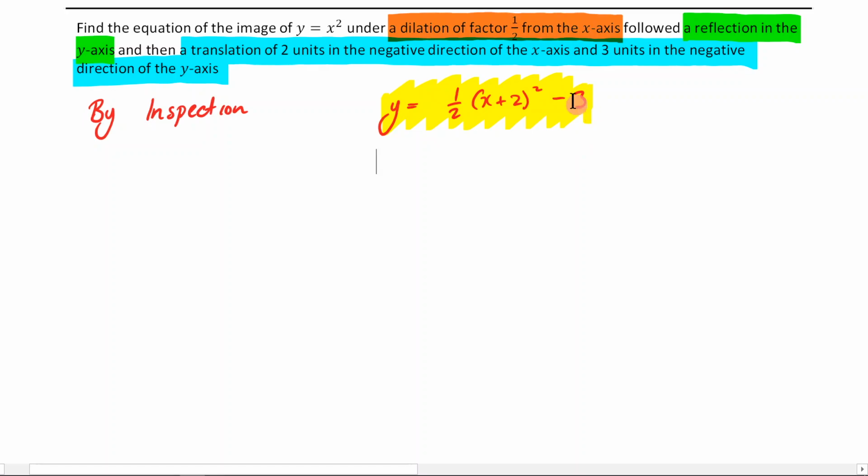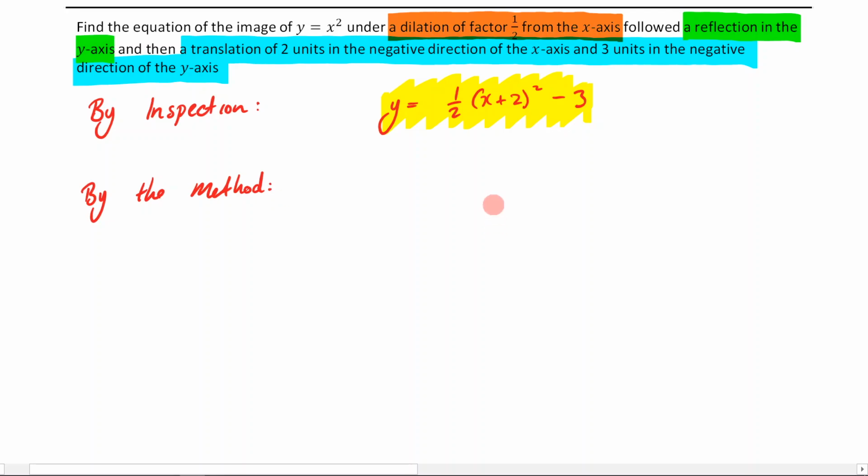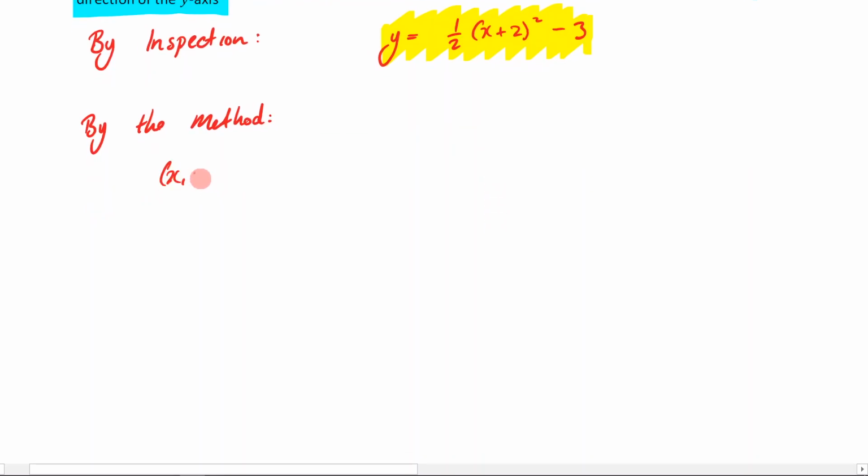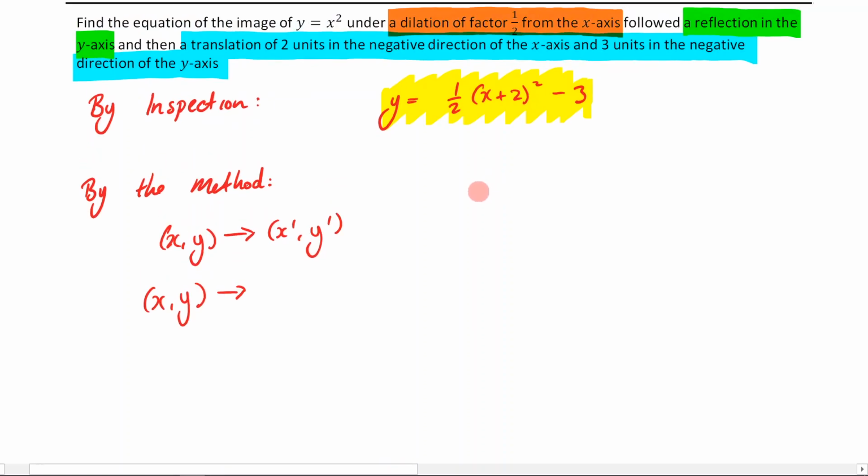Okay, let's now go through the long procedural method of answering this question. So let's call this by the method. So we're going to start off by writing this, then this, then we'll keep on going. We're rewriting it, and I'm actually going to have to come back up here just to see what this is. So x dash is going to be, well, I have a reflection in my y-axis, so it's going to be negative x, and then I have a translation of 2 units in the negative x direction, that's going to be minus 2. And then my y dash, well, I have a dilation of a factor of half from my x-axis, so it's going to be a half y. And then I have 3 units in the negative y direction, so it's going to be minus 3 there.